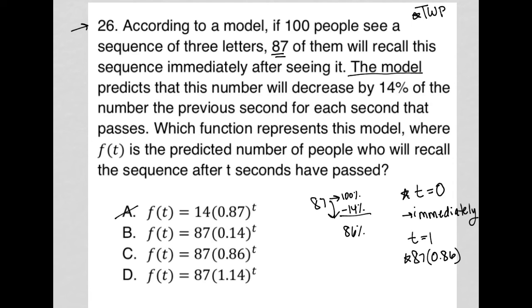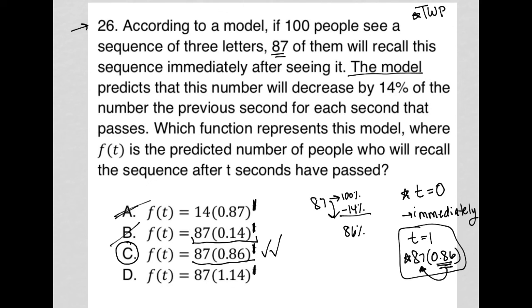So here's how I would find 86% of 87. When t equals 1, this is what I should have. Hopefully that makes sense. When t equals 1, based upon the question, I should have 86% of the 87 that I started off with the second prior, which was at t equals 0. So when t is 1 here, I have 87 times 0.14. That's not what I want. When t is 1 here, I have 87 times 0.86. That is exactly what I want, and I'm sure that is the correct answer.